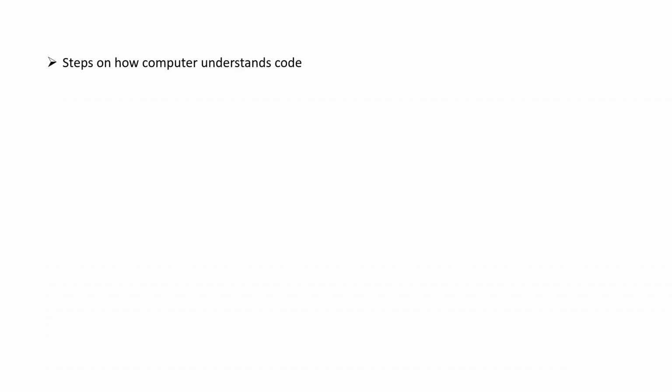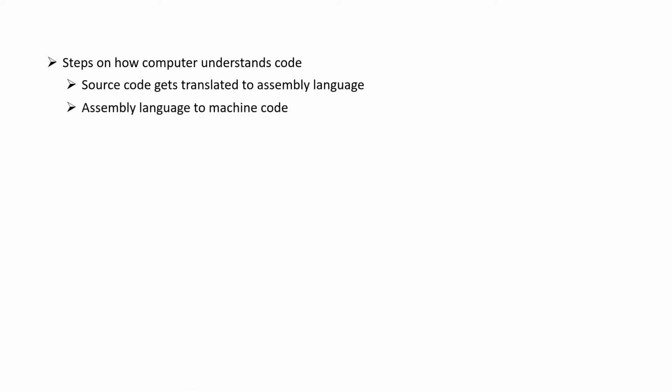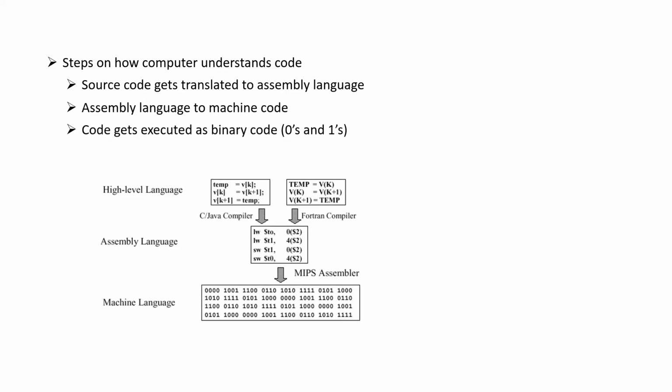So, how does a computer understand code? When we write code for a program or application, that is called the source code. The source code gets translated to assembly language by a compiler. From assembly language, it gets translated to machine code, zeros and ones, and the code gets executed as binary code by the computer. Here's a diagram demonstrating the flow of a high-level language like Java or C being translated down to machine language.